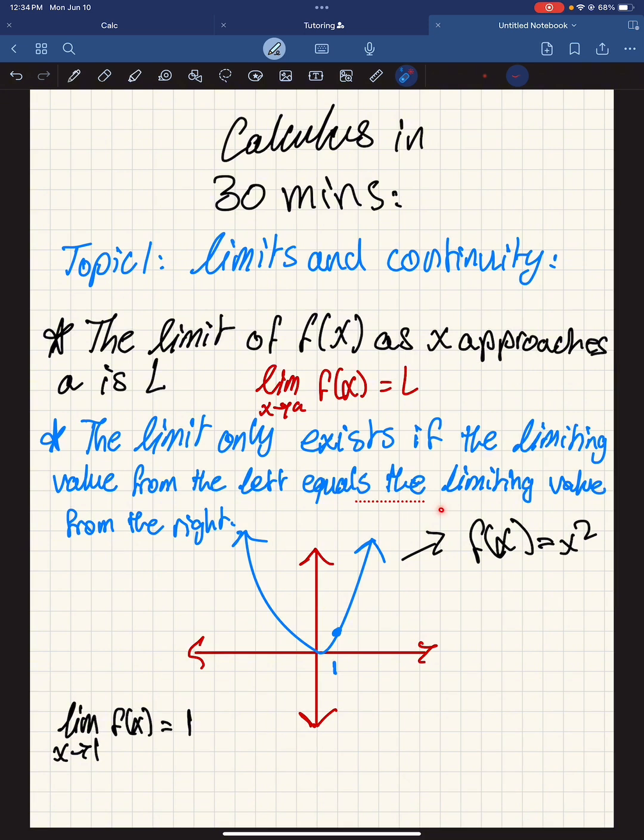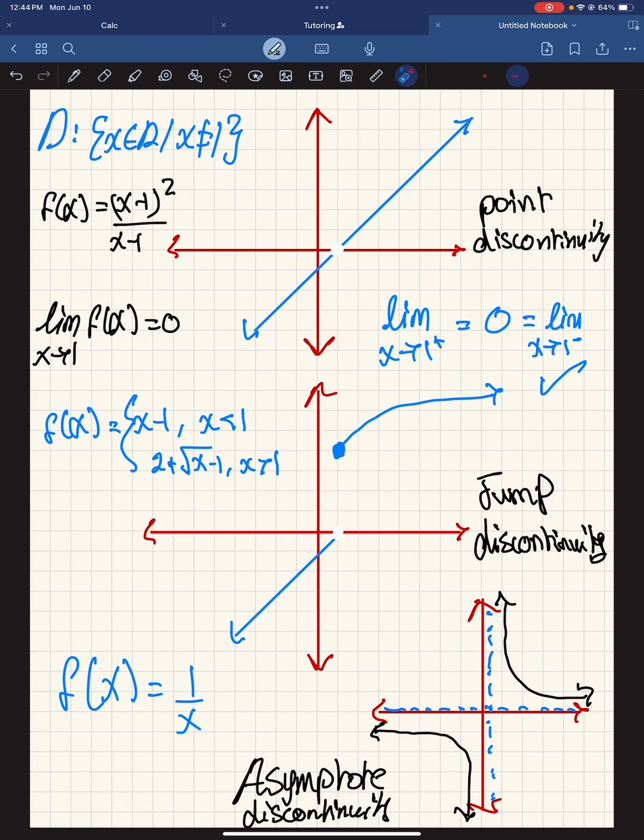So here, if you take this example, you have the graph of f of x equals x squared. And then if you want to find the limit as x approaches 1, you have to approach the graph from the left side like this, and you see that it approaches 1. And then you have to go backwards from the other side, and you see that it also approaches 1. So that means that the limit does exist, and that the limit of f of x as x approaches 1 equals 1. And now this brings me to my next point, which is continuity.